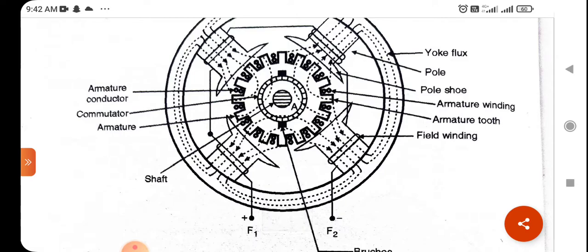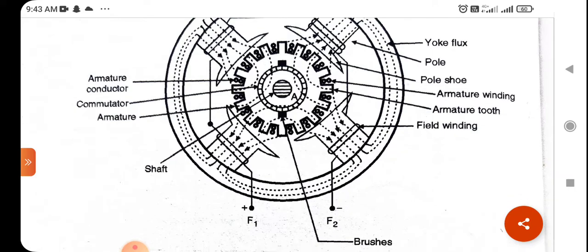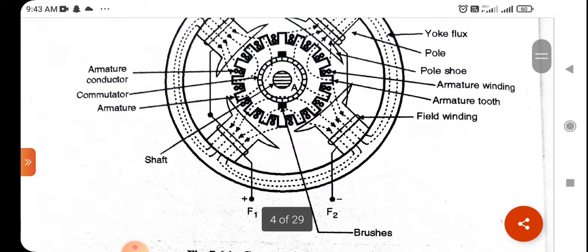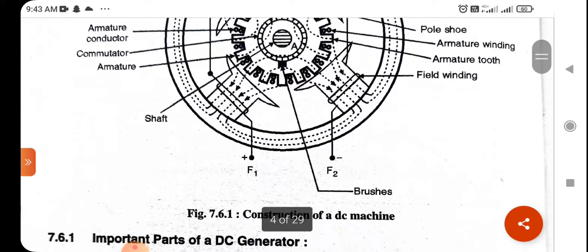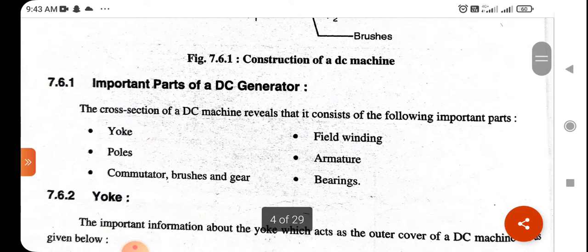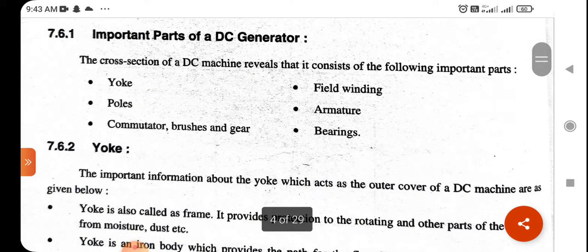The last ones are the shaft and commutator. The commutator is used to convert EMF into DC, and the shaft is used for electrical to mechanical conversion. F1 and F2 is the field winding. And last, brushes are generally used to collect all the current. So these are the main important parts of a DC generator that we have already discussed: yoke, pole, commutator, brushes and gear, field winding, armature and bearings.